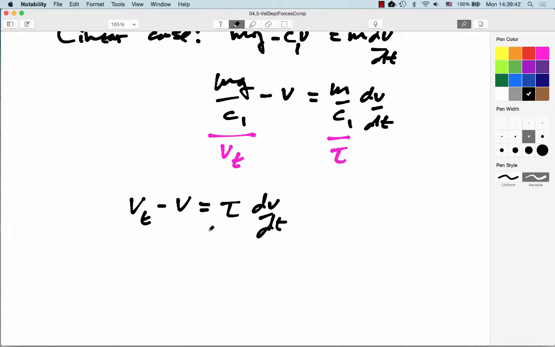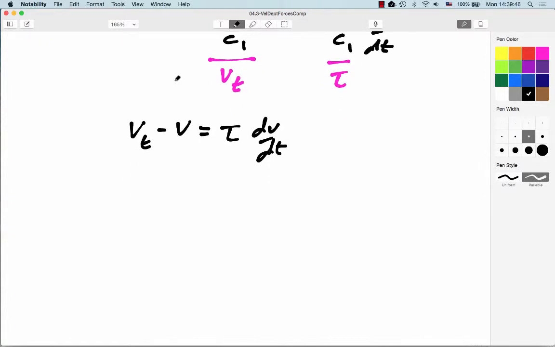So if I divide everything through by v terminal, this gives me a natural scale for the velocity. When it gets to terminal velocity, v will equal v terminal. So that's sort of a natural scale. So let's divide by it. So we get 1 minus v over v terminal equals tau over v terminal dv dt.